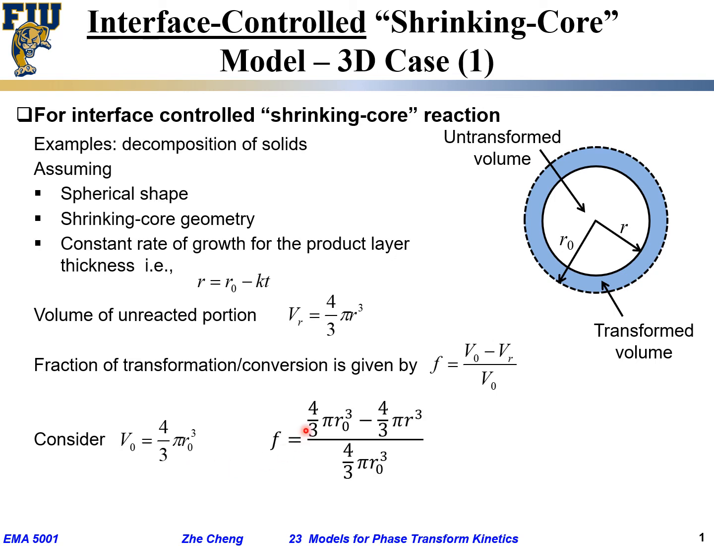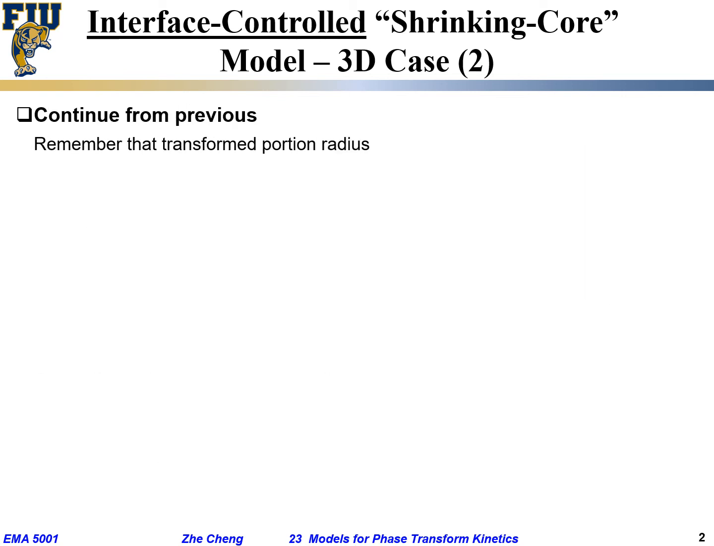In this case, the fraction of conversion would be 4 over 3 pi R0 cube minus 4 over 3 pi R cube, divided, in the denominator, by 4 over 3 pi R0 to the power of 3. Okay. And with that, of course, we can easily cancel out 4 over 3 pi. And as a result, the fraction of conversion would be R0 to the power of 3 minus R cube, divided by R0 cube. Okay. So this gives us the conversion.